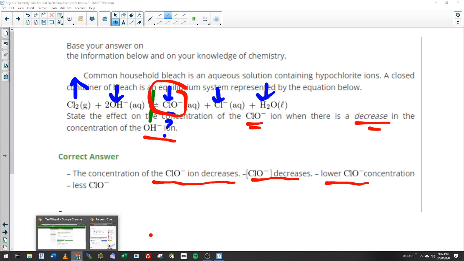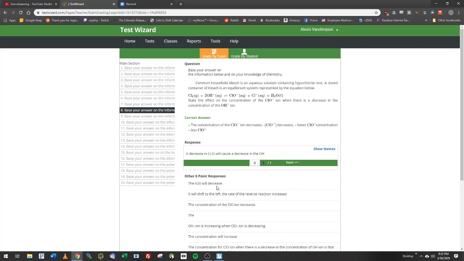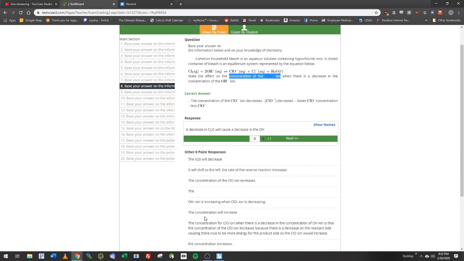And if I take a look at what people got right or wrong on this, people were talking about completely other things. Like, oh, the water will decrease. Some people talked about the actual shift. And I get it. You said something beautiful, but you didn't answer the question I needed to know about the concentration of ClO minus. You're talking about a Le Chatelier shift. That is a related concept, but it is not the answer that they're looking for.